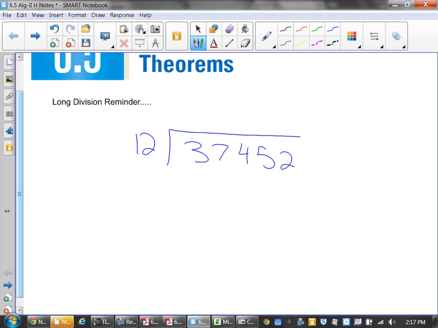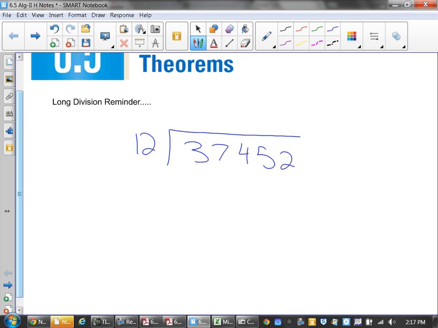So let's talk a little bit about remembering how to do long division. One of the things we're using here is a quick reminder of how the process works, because when we do long division with polynomials, we do the exact same process. So as we start this, we have 37,452, and we're dividing it by 12.